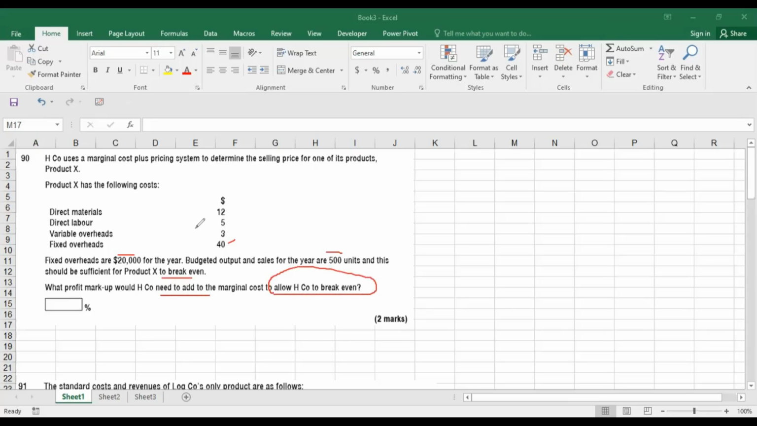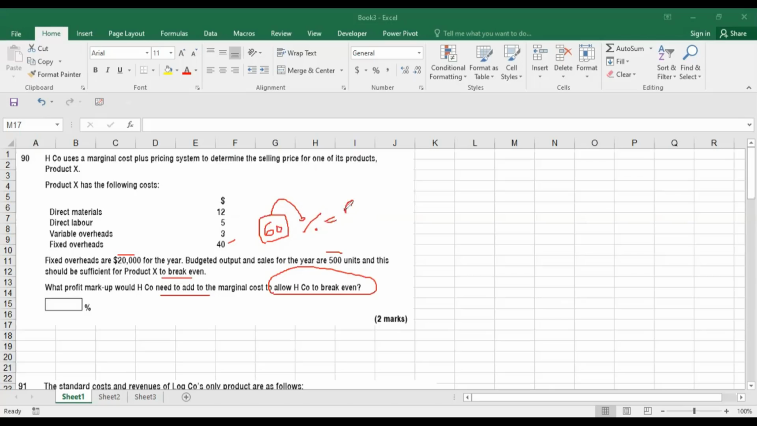They told you that your material, labor, variable overhead and fixed overheads are there. And fixed overheads in total are $20,000. So how much profit should you add? Now, this is your cost of production. If you see, your cost of production is 12, 5, 20, and 60. So $60 is your cost. And how much should you add as profit in order to break even?